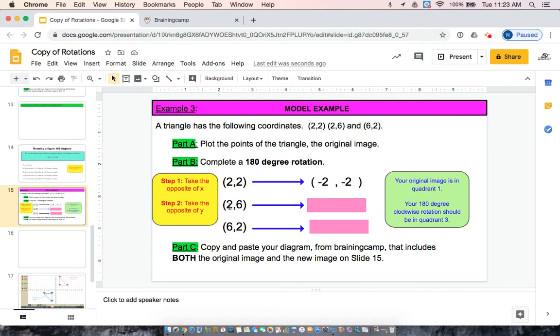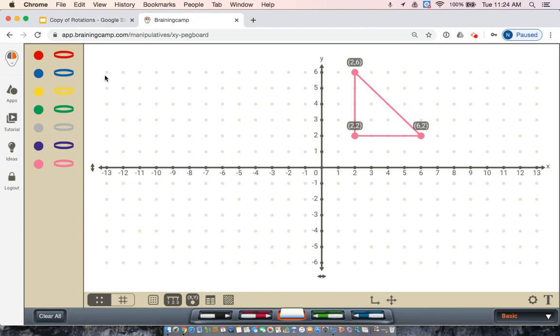My second coordinate, 2, 6, is going to become -2, -6. And for my last coordinate, which is 6, 2, take the opposite of both. So that's going to become -6, -2. Okay, I now have to plot my new points on Braining Camp. So I go back to Braining Camp and start plotting. So we're going to have -2, -2, -2, -6, and -6, -2. Okay, connect your dots.